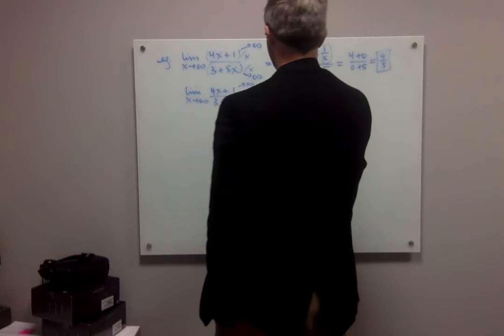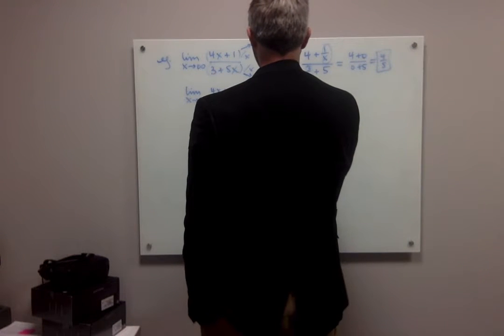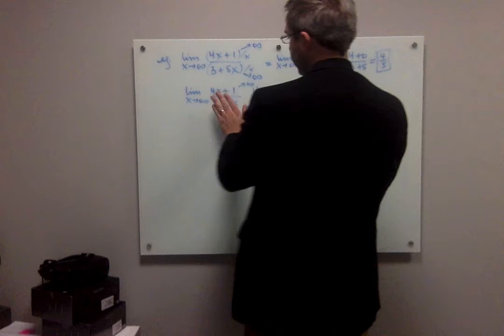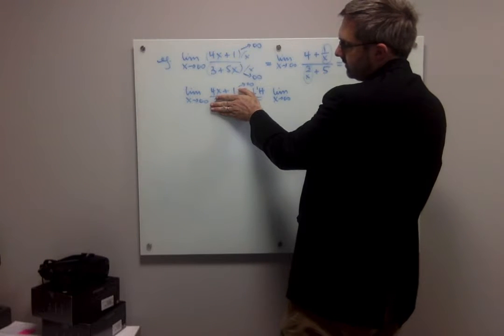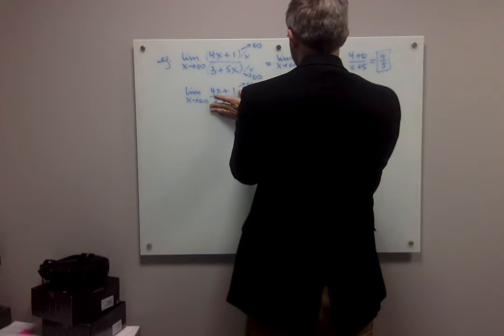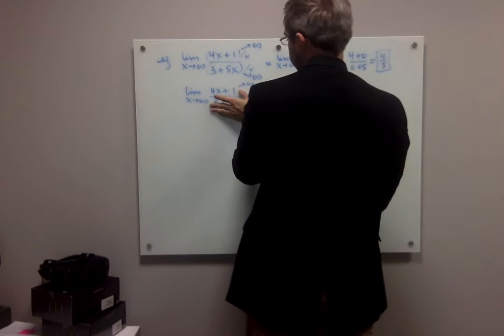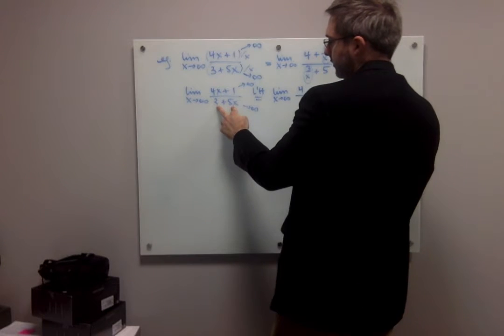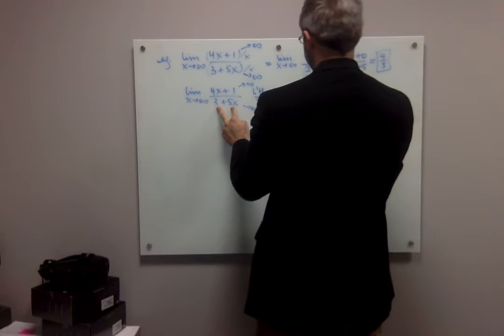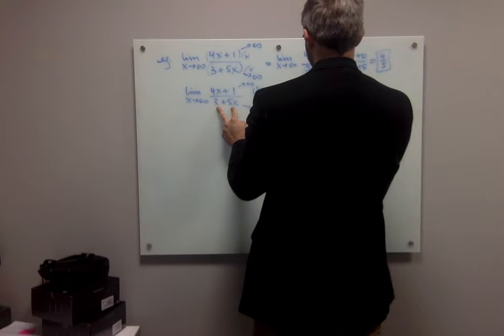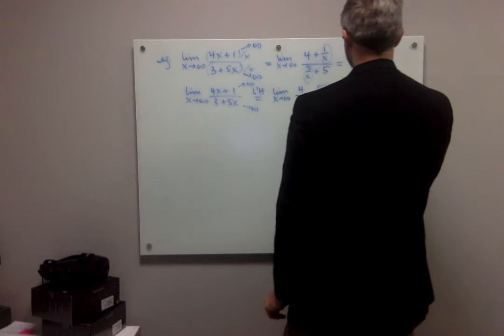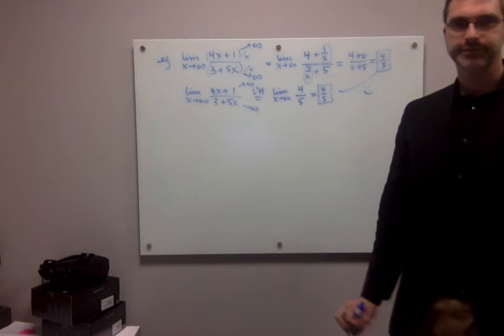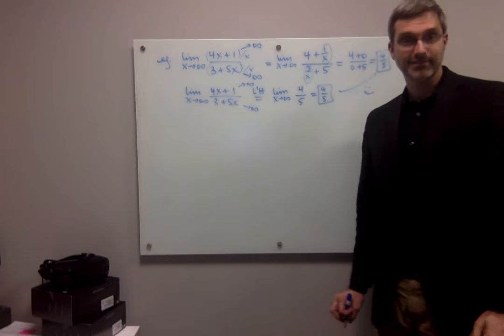L'Hopital's rule says, just take the derivative of the top. What is the top? It's 4x plus 1. So the derivative of the top is just 4. And then divide by the derivative of the bottom, which is just 5. So we're done. Same answer. Nice, huh?